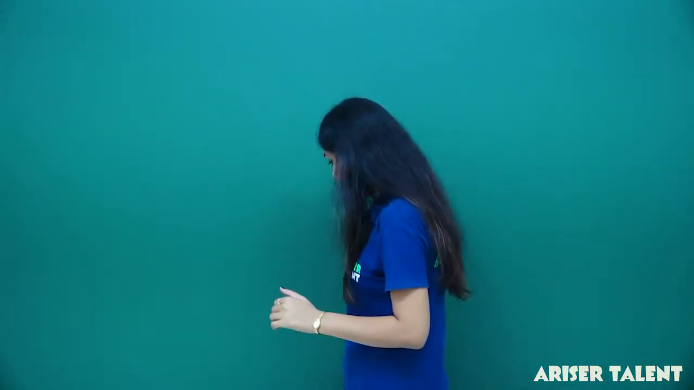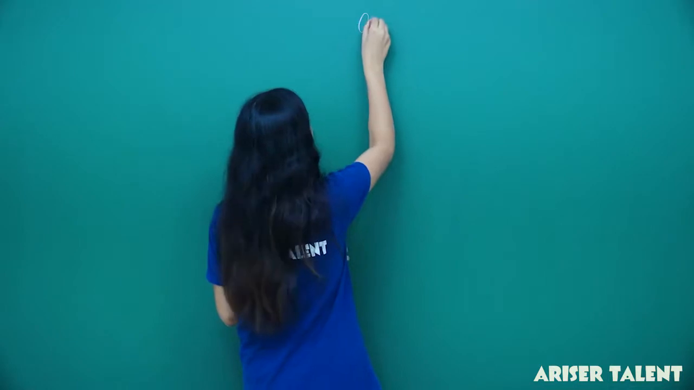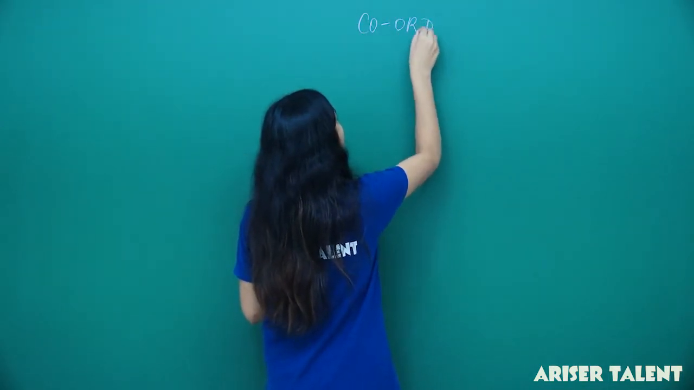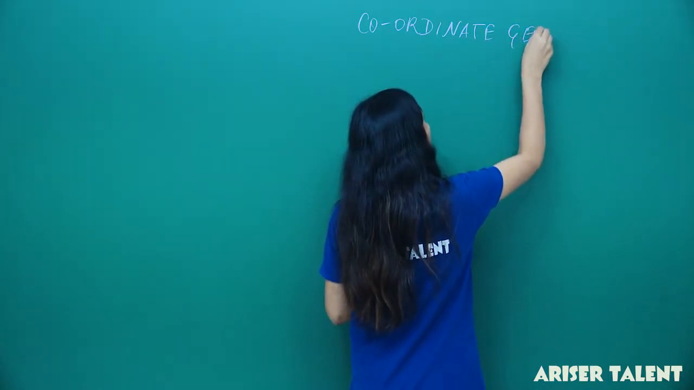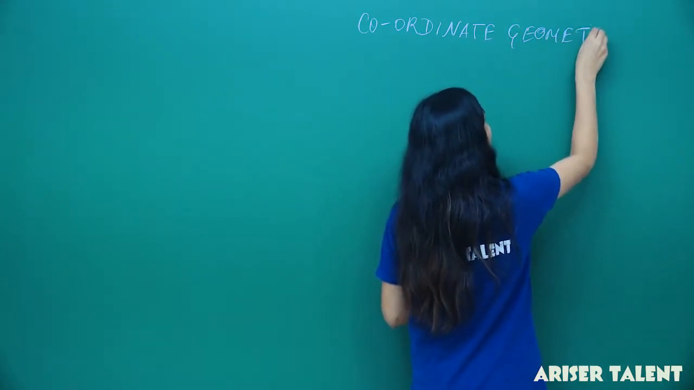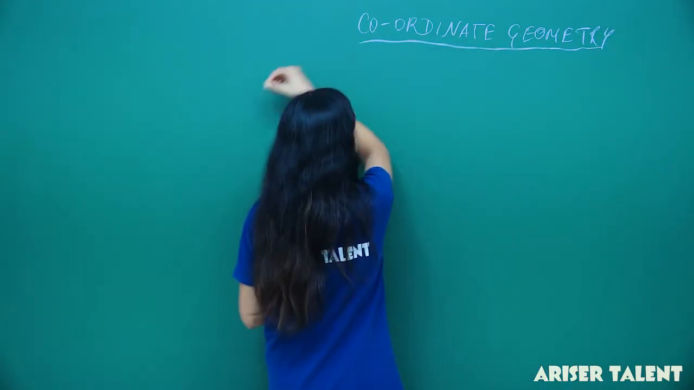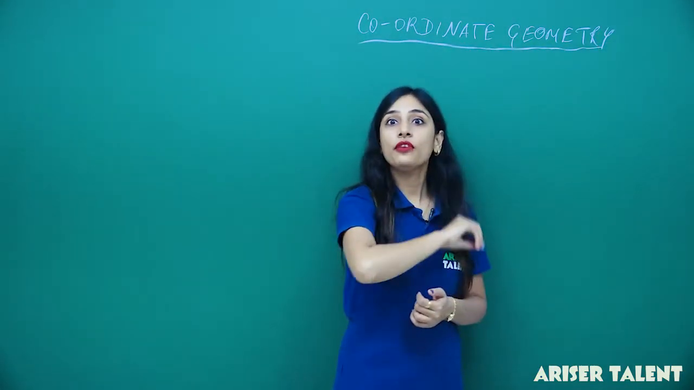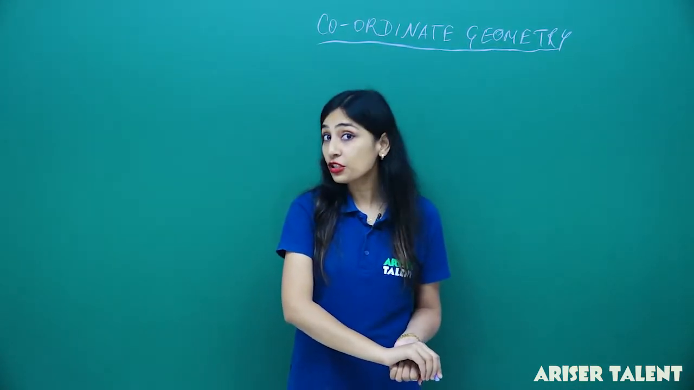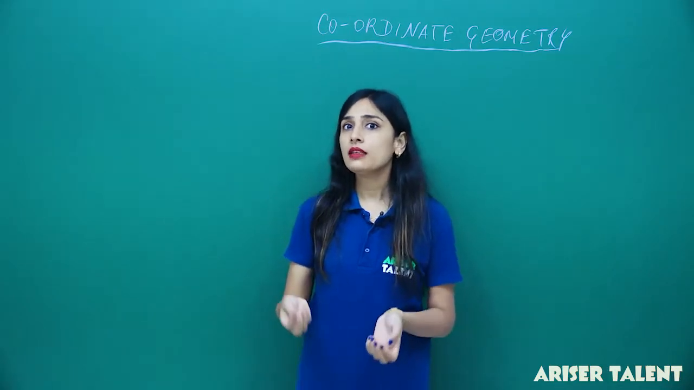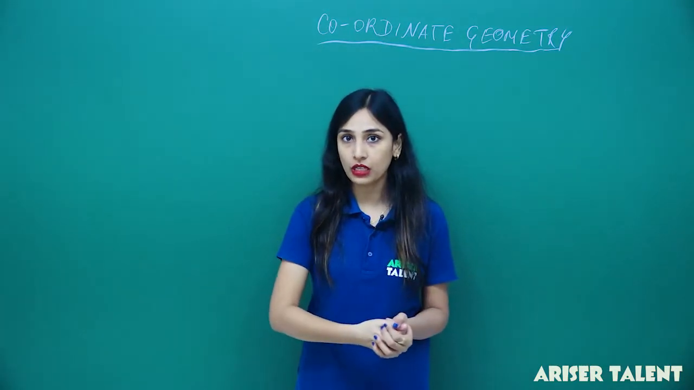Okay students, with that note, I'll start my lecture on coordinate geometry. In this chapter, what have we completed till now? We have seen the distance formula and the section formula, right guys? And we discussed some of the questions, some of the numericals on that.